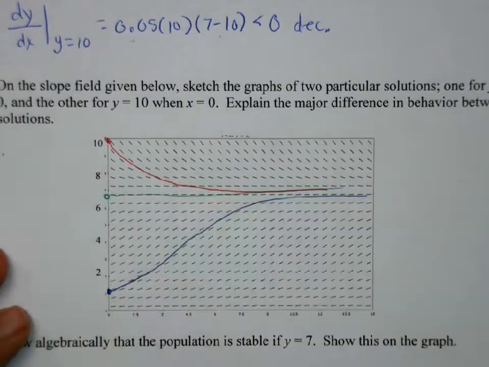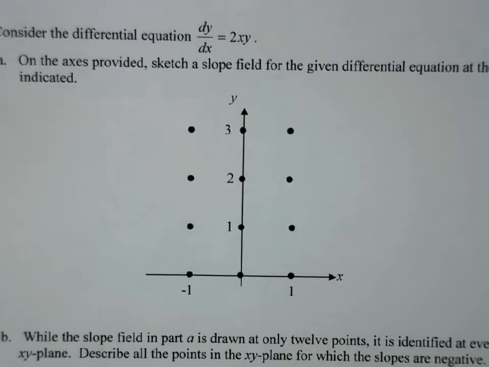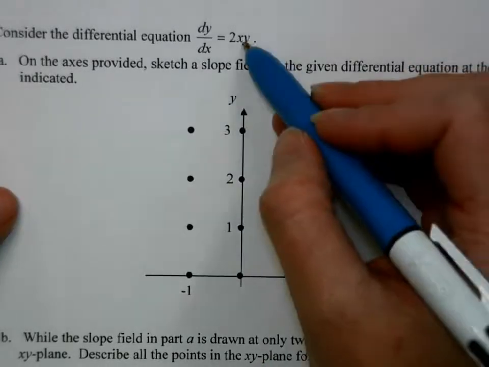All right. On this one, we're going to graph the slope field for 2xy. So when x is 0, my slopes are 0. When y is 0, my slopes are 0.